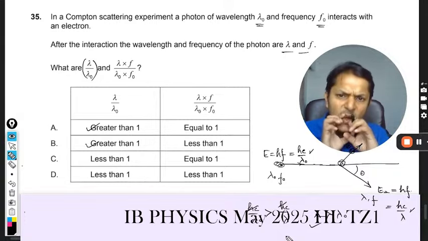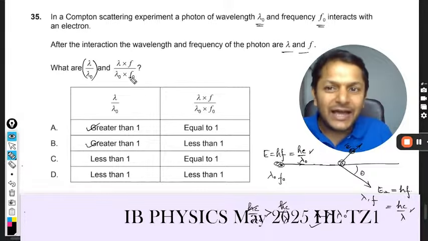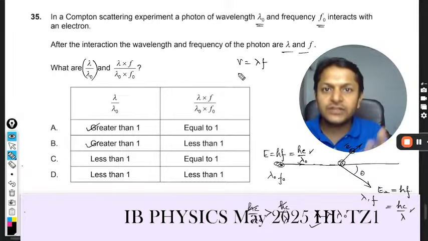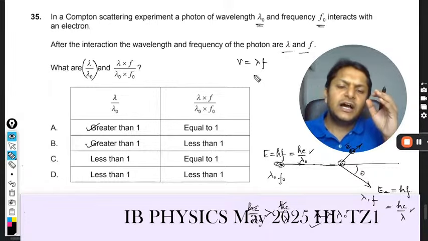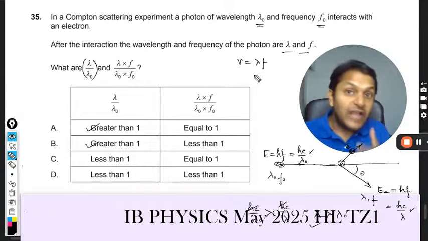Now, this second part is quite innovative. Let's see. Lambda f. Now, what is this lambda f? V is equal to lambda f. Velocity is equal to f lambda, isn't it? So we are literally referring to the velocity of the photon without changing the medium.